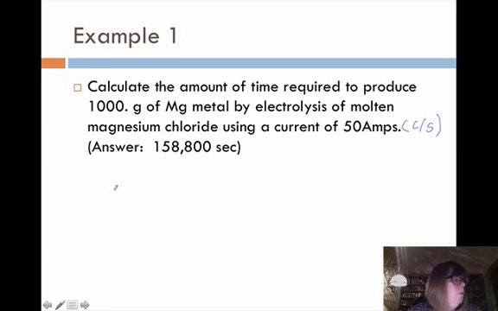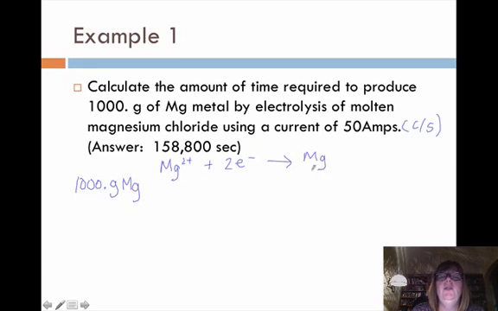All right, so what should we start with here? Well, I think I'm going to start with 1,000 grams of magnesium. And it looks like that's 4 significant figures. Let's go ahead and look at what's happening here. We are going to produce magnesium from this magnesium 2+ ion. So it's going to gain 2 electrons to produce magnesium. This 2 electrons is very important.